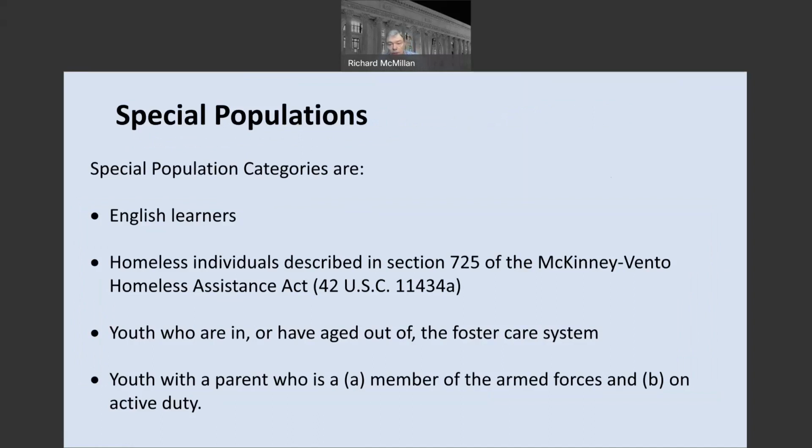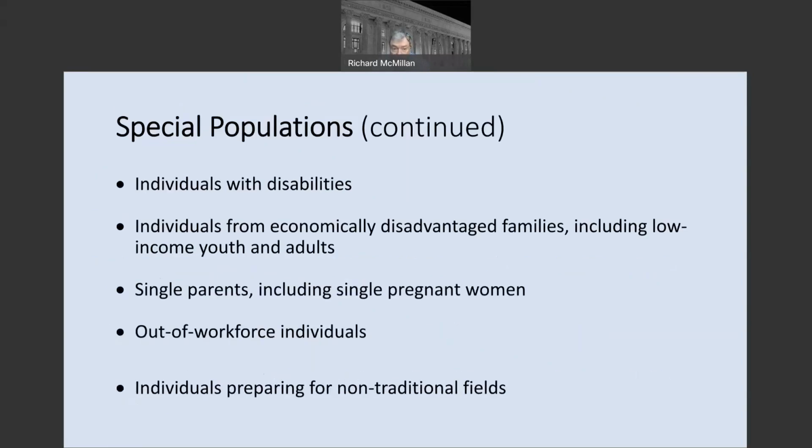Now, the special population categories that will be the subject of both the presentation and Chart 7b are English learners, homeless individuals described in Section 725 of the McKinney-Vento Homeless Assistance Act, 42 U.S. Code 11434A, youth who are in or have aged out of the foster care system, youth with a parent who is a member of the armed forces and on active duty, individuals with disabilities, individuals from economically disadvantaged families, including low-income youth and adults, single parents, including single pregnant women, out of workforce individuals, and finally, individuals preparing for non-traditional fields.